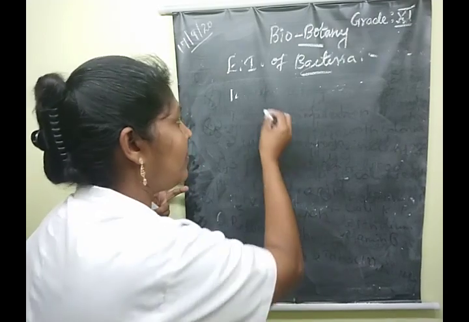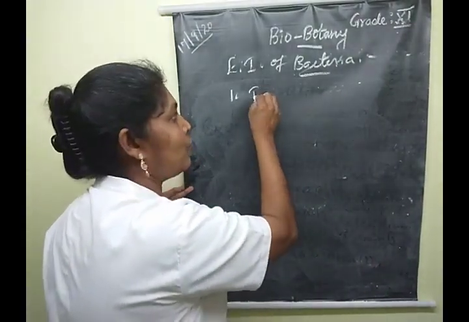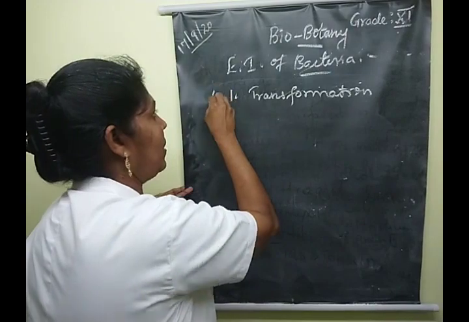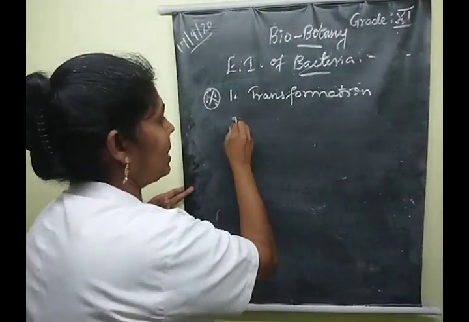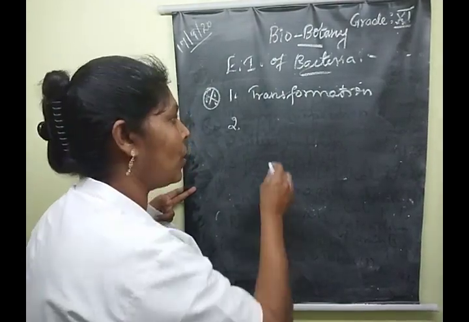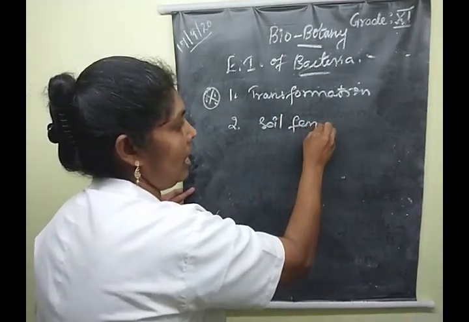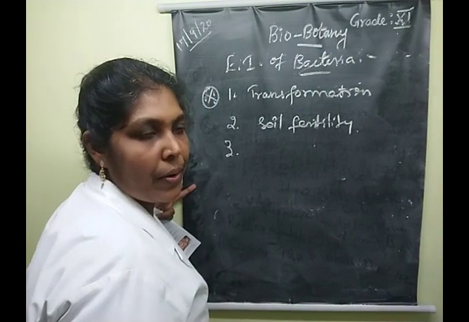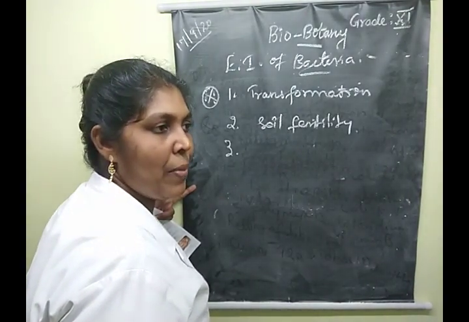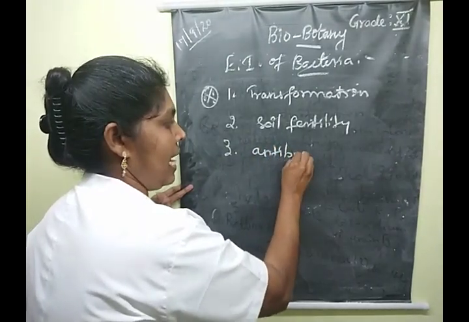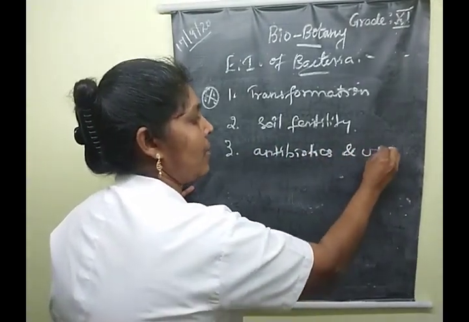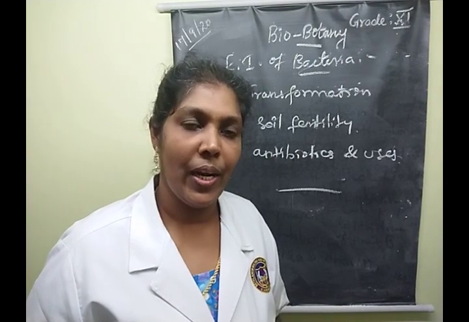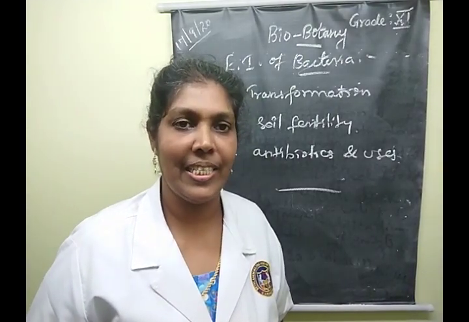First one: sexual reproduction in bacteria, transformation. A 5-mark question. Transformation, along with the diagram, you should prepare. Second one: what is the role of bacteria in soil fertility? Then third one: mention antibiotics and their uses. These are the homework portions, children. All should learn thoroughly. Clear? Yes. Thank you, students.